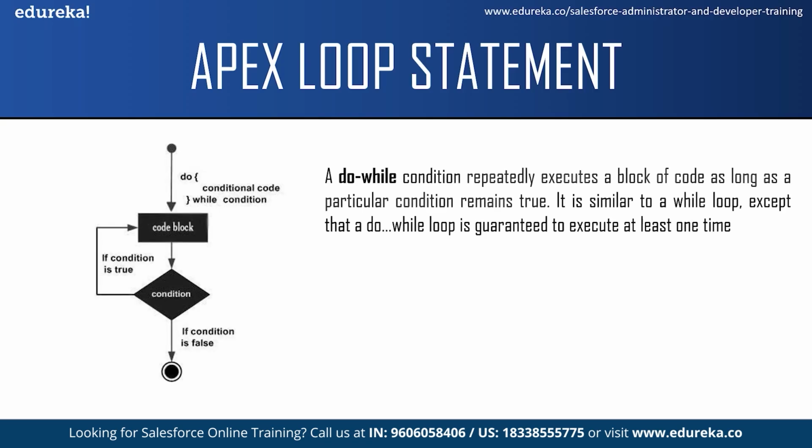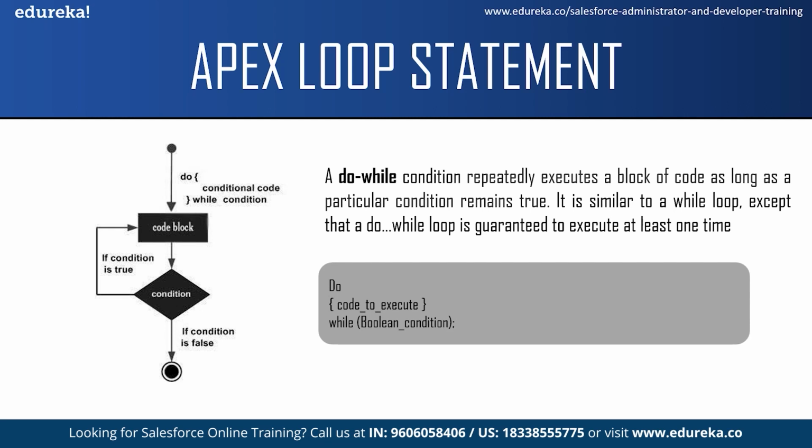Now let us move on to the do while loop. The Apex do while loop repeatedly executes a block of code as long as a particular condition remains true. But unlike the for loop and the while loop, which test the condition at the top of the loop, the do while checks the condition at the bottom of the loop. Another major difference is that the set of code is executed at least once in the do while loop.